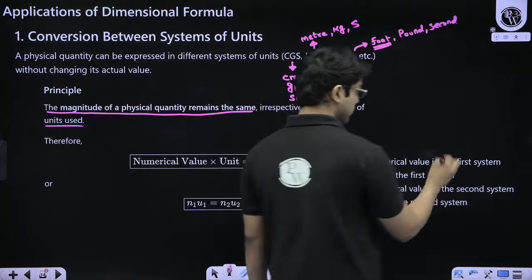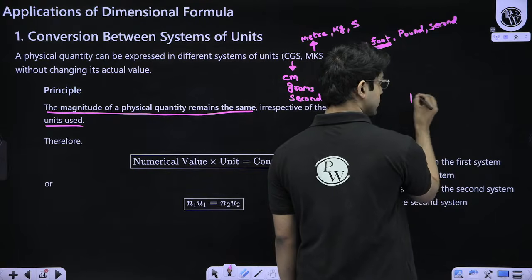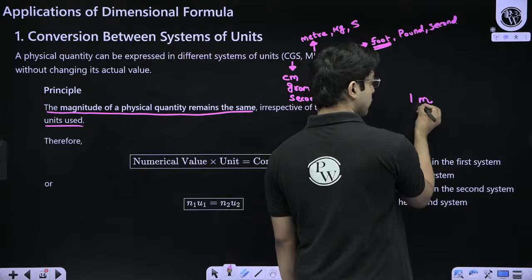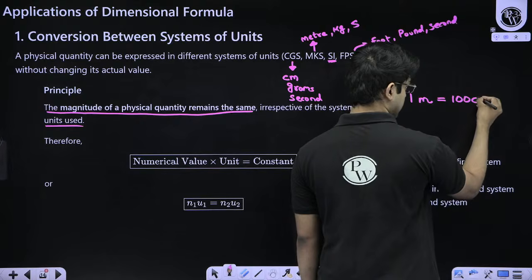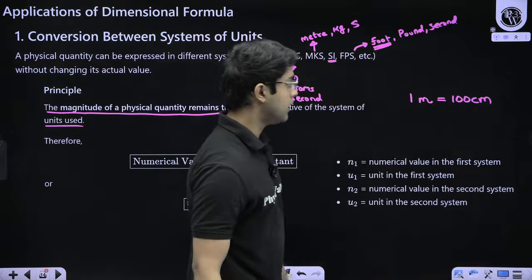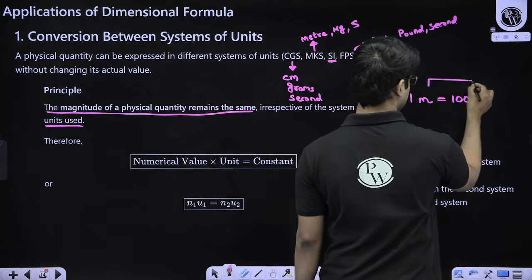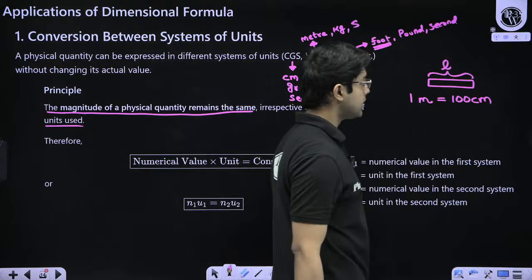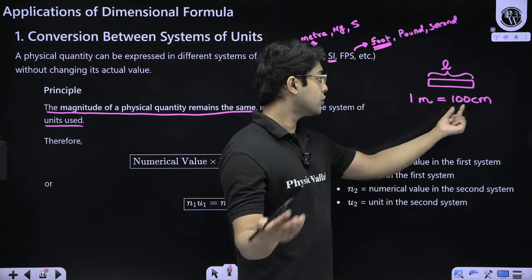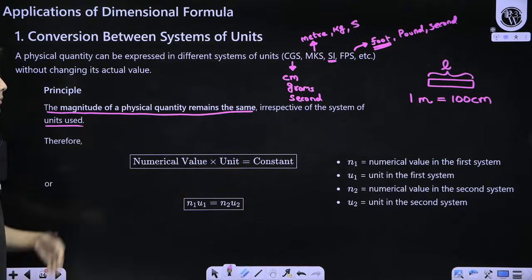A simple example: if you have an object whose length is 1 meter, it doesn't matter if you represent it in the meter system. You can also represent it as 100 centimeters, or 1000 millimeters. It doesn't matter. It's the same length. The length of the rod L will be the same irrespective of which unit system you use. So the main concept is that the magnitude of a physical quantity remains the same.